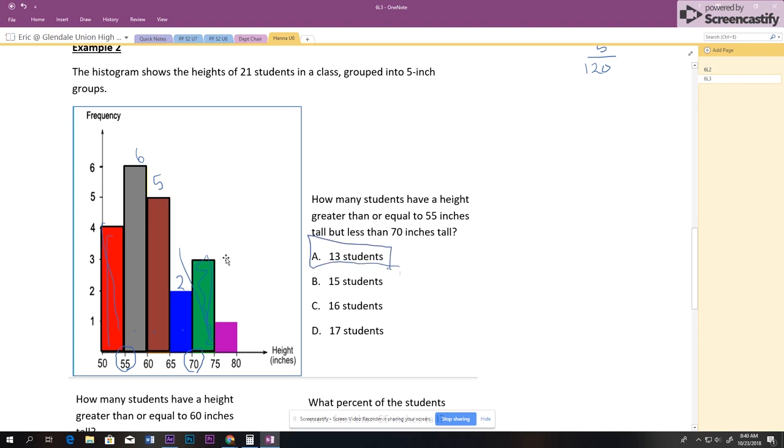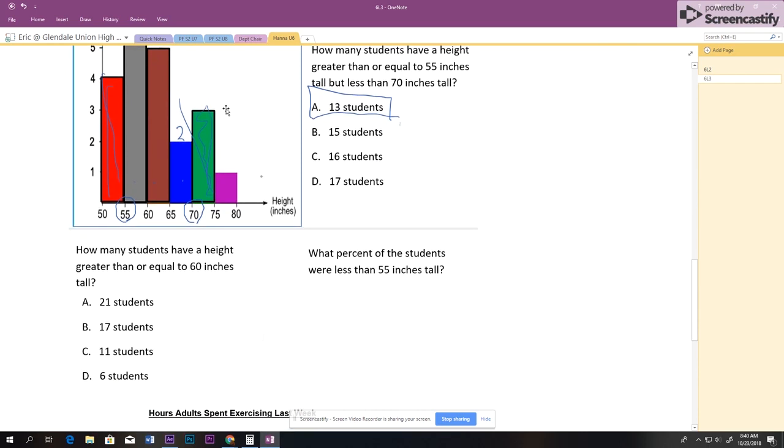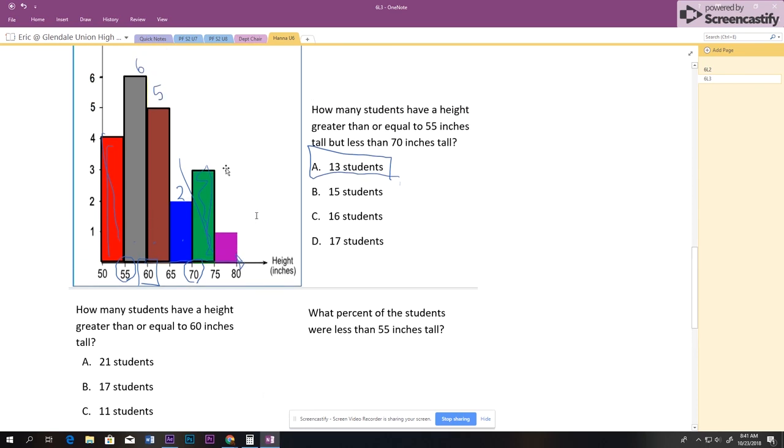So 13 students. All right, next question, how many students have a height greater than or equal to 60 inches? So here's 60. So that's all of these up here. So let's add all of those up. So we have 6, we have 5, we have 2, we have 3, and then we have 1. So adding 6 plus, no, not 6, because that's not 60 inches or greater. So we'll have 5 plus 2 plus 3 plus 1. So that's 11. So we're going to pick C.